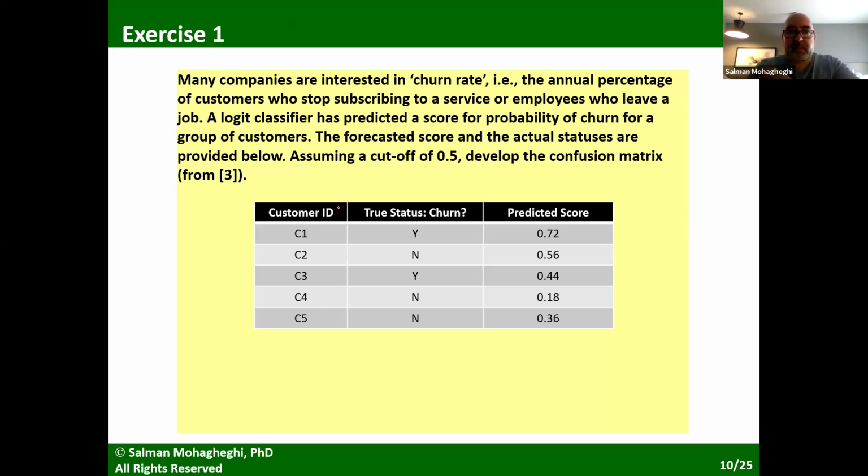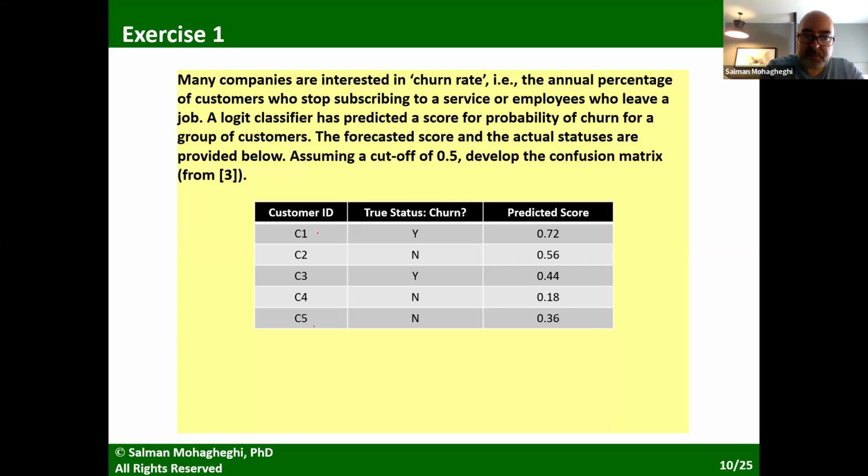Let's take a look at an example, a very easy example, and see how we would create that confusion matrix. A lot of companies that offer a product are interested in what is known as churn rate. That's the percentage of customers who leave that company or stop subscribing to a service. For example, companies like Dish Network, DirecTV, and Comcast are very, very interested in making sure that churn rate is low, so that if you're their customer this year, you're going to remain their customer next. Now imagine this company has a logistic classifier that predicts the score for churn.